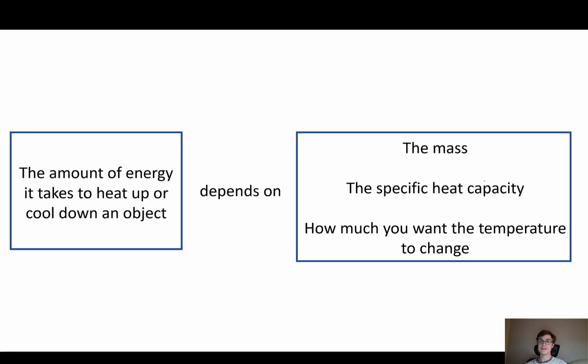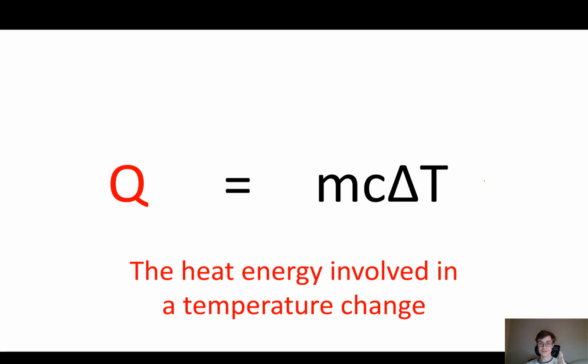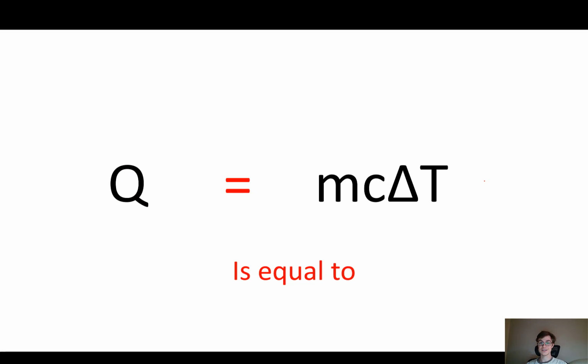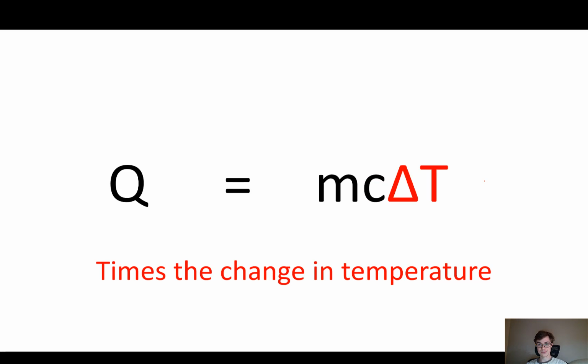This fact, that the amount of energy it takes to heat up or cool down an object depends on how much you have, the kind of thing it is, and how much you want the temperature to change, we can symbolize with this math formula. Q depends on M, C, and delta T, which means the heat energy is equal to the mass times the specific heat capacity times the change in temperature. So the heat energy involved in a temperature change is equal to the mass of the object times the specific heat capacity of the object times the change in temperature.